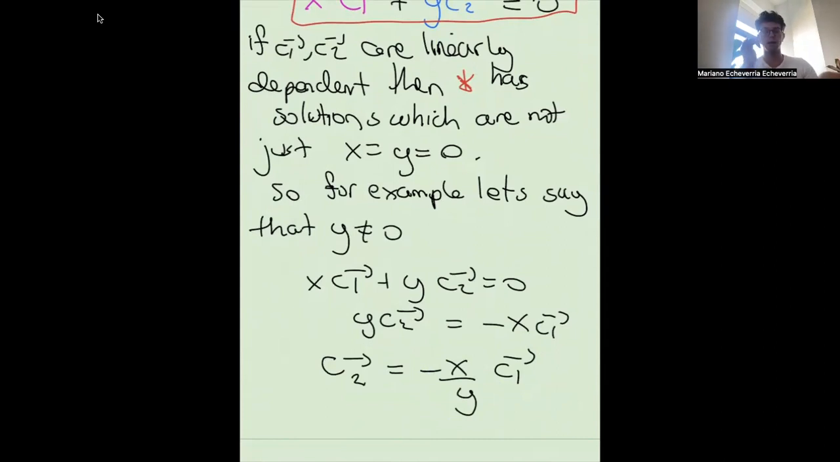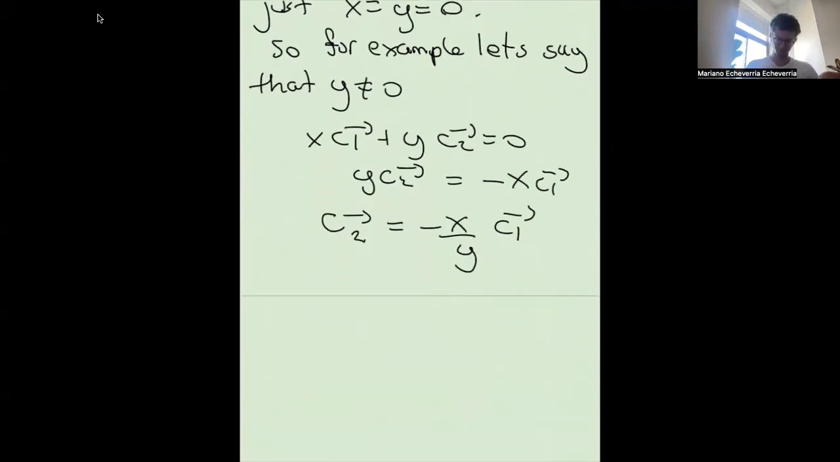What happens if one vector is a multiple of another vector? If one vector is a multiple of another one, it kind of means that they're parallel, right? Or anti-parallel, whichever word you want to use, because if the coefficient is negative, it's up to you. The important thing is that this is saying that C2 is a multiple of C1.